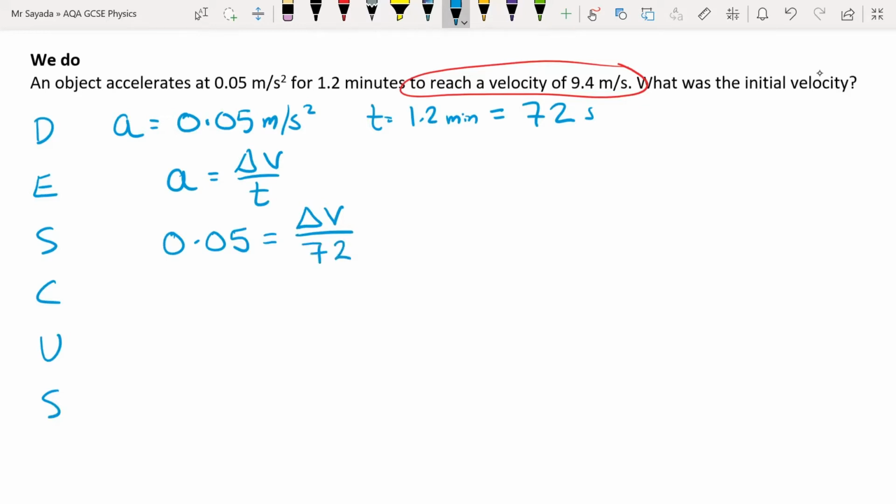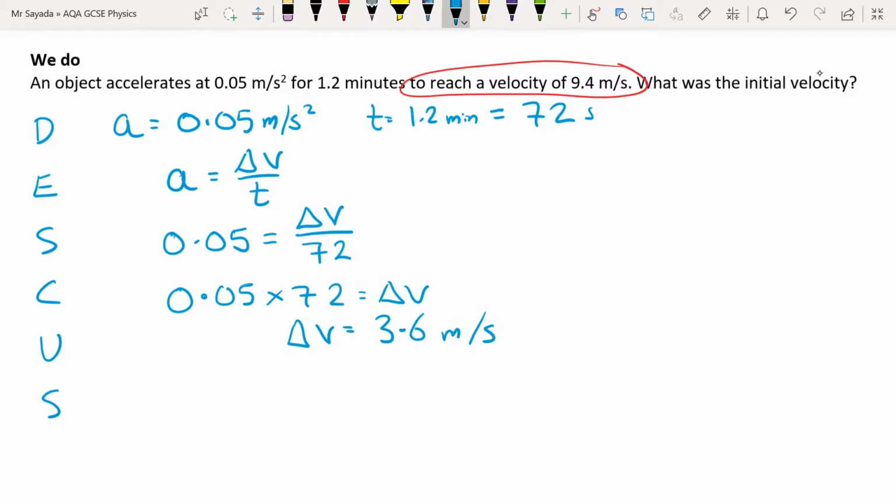Now we need to rearrange it to find delta V. Pause the video to do that and press play once you're ready. So you should have rearranged as follows. 0.05 times 72 equals delta V. Therefore, delta V is 3.6. U is units. So what are the units for velocity? Say your answer to the video. You should have said meters per second.